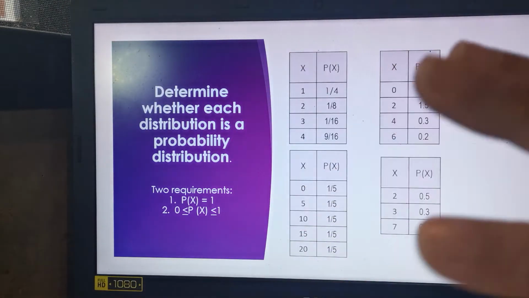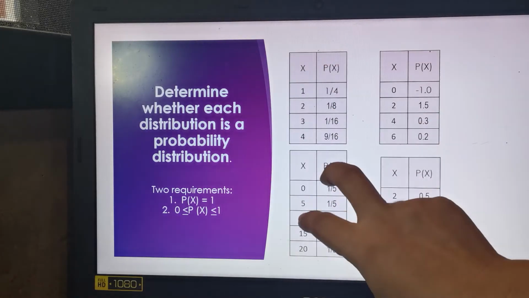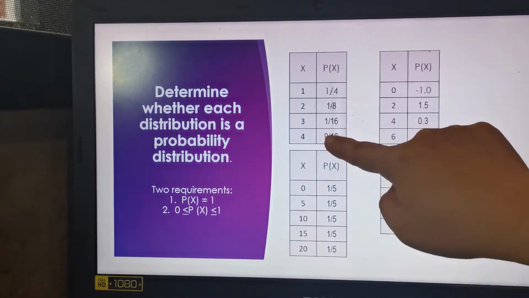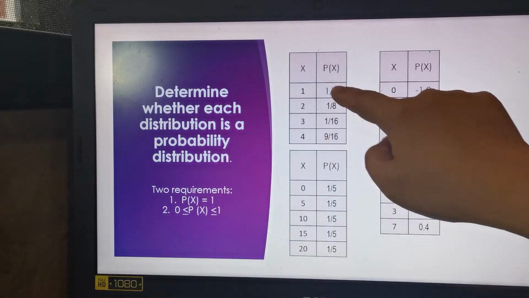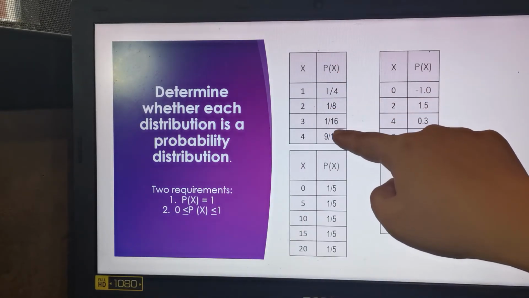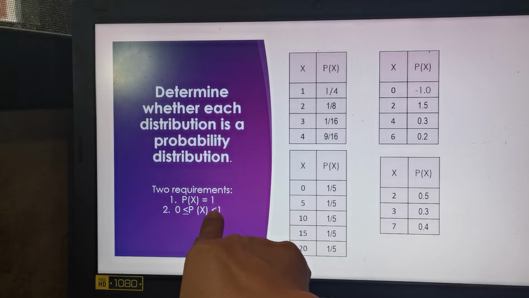Yung first ay, actually 3 siya, di ba? Ito, 2 lang. Okay, kasi we are dealing with the distribution. Okay? So, 2 lang. So, ang sabi niya, the sum of all the probabilities of each outcome should be equal to 1, and each probability should be greater than or equal to 0 but less than or equal to 1. So, between 0 and 1 lang talaga siya. Hindi siya pwedeng less than 0 or greater than 1. Hindi siya pwedeng negative, hindi rin siya pwedeng 1.1 or 1.00001. Basta hindi siya pwedeng lalampas sa 1.